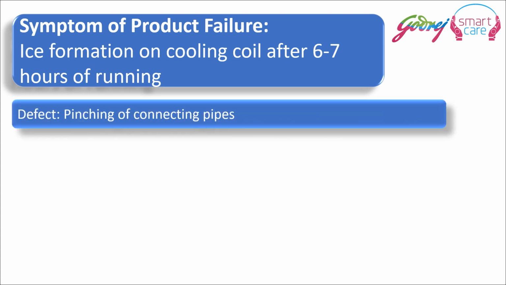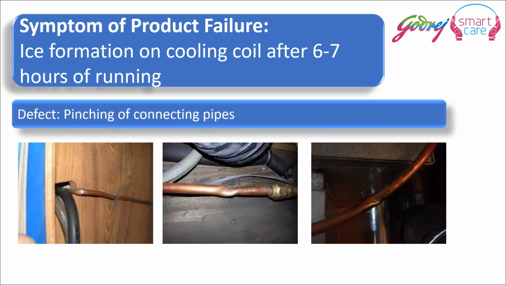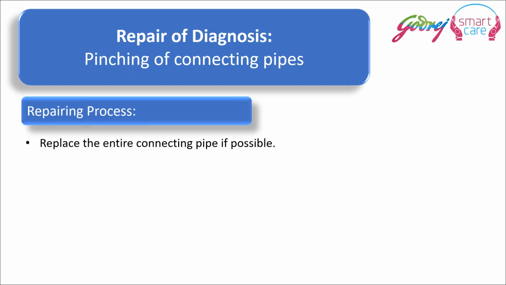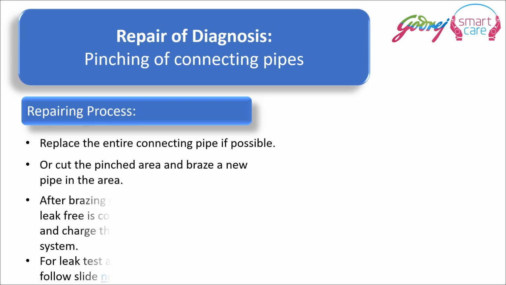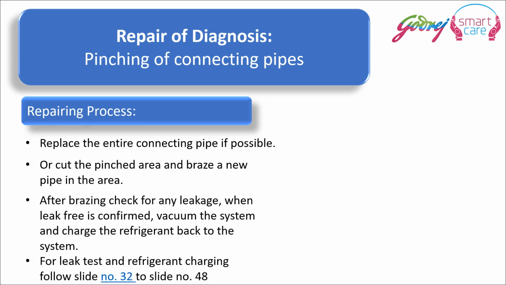In case of a pinching of the connecting pipe defect, we have to check the pinching connector. We replace the entire connecting pipe if possible, or cut the pinched areas and braze a new pipe in the area. After brazing, check for any leakage. When leak free is confirmed, vacuum the system and charge the refrigerant back to the system. For leak test and refrigerant charging, follow slide number 32 to slide number 48.